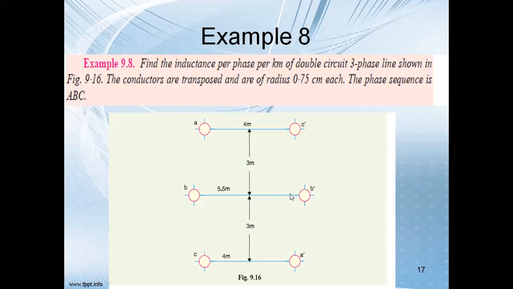Here you have to draw a perpendicular and join these two. So this distance you have to calculate, and this distance is given, it is 3 meters. So you will be able to calculate this. What will be this distance? This is (5.5 minus 4) by 2. Why are we taking by 2? Because this distance will be here also and here also. That's why we have to divide by 2.